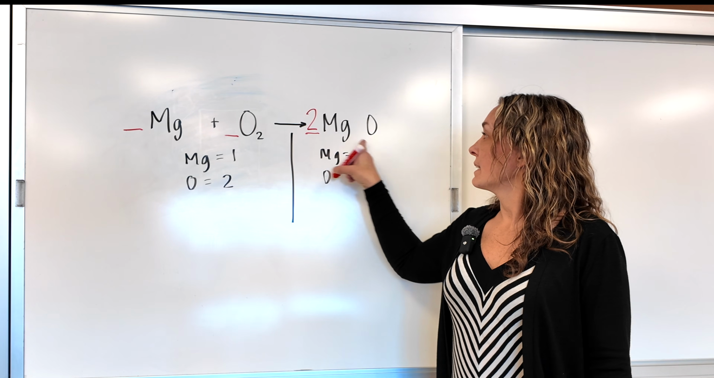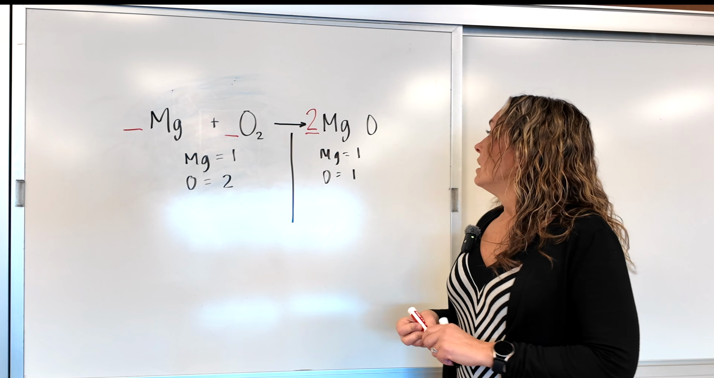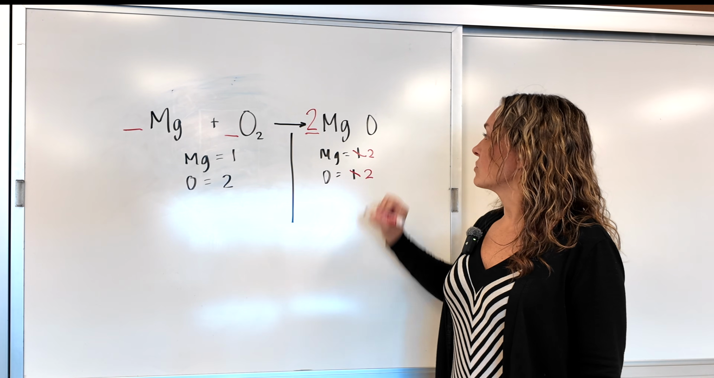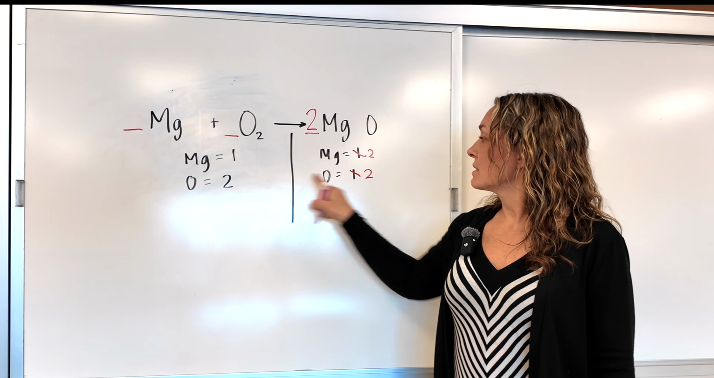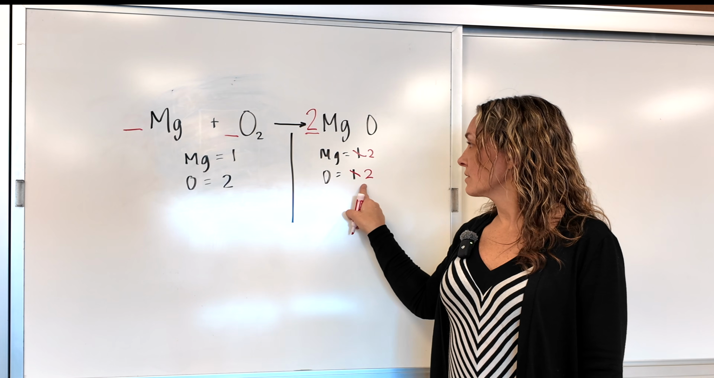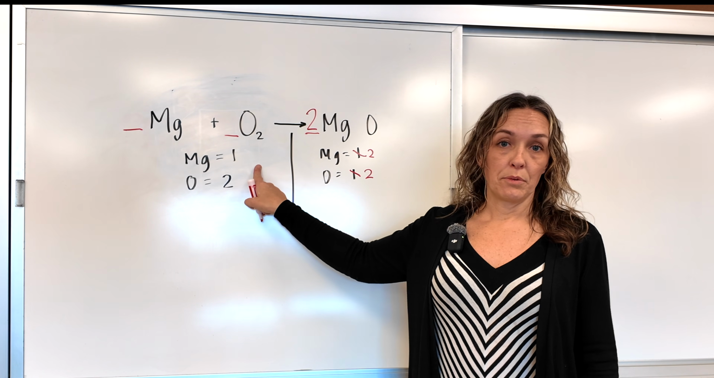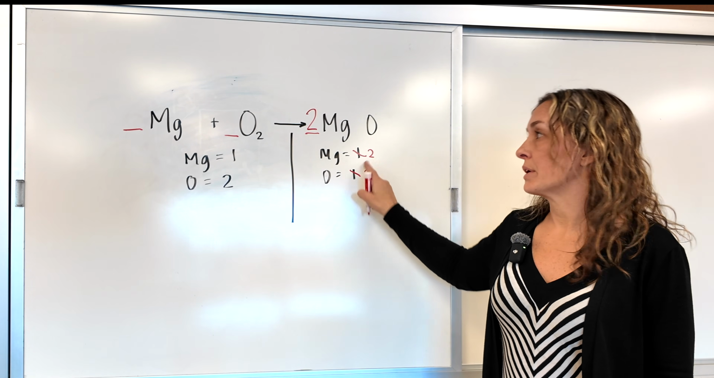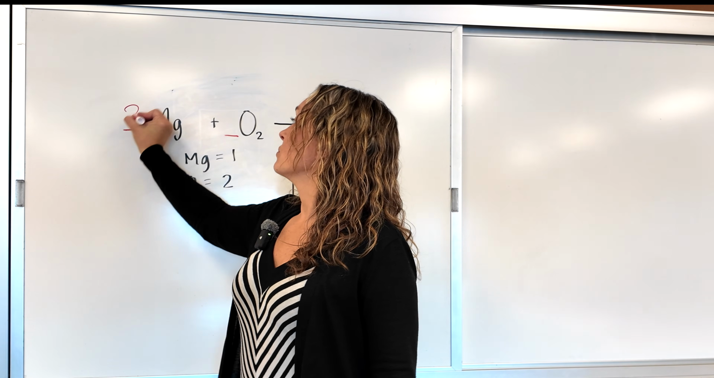So 2 magnesium oxides. So 2 magnesiums come out and 2 oxygens are now coming out. In the process of fixing my problem with the oxygens, I've created a problem with the magnesium. I can't put 1 magnesium into a reaction and expect 2 to come out. So the only way to fix this is to put a 2 out front.